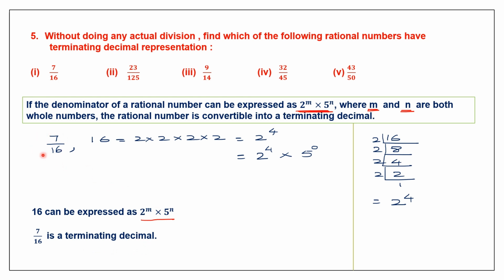So we have the question here. Take only the denominator. Find all the prime factors. Now, if you can express the prime factors in this form, that is the form of 2 to the power of m into 5 to the power of n, then you can say that that rational number is a terminating decimal. Let's go to the next question.